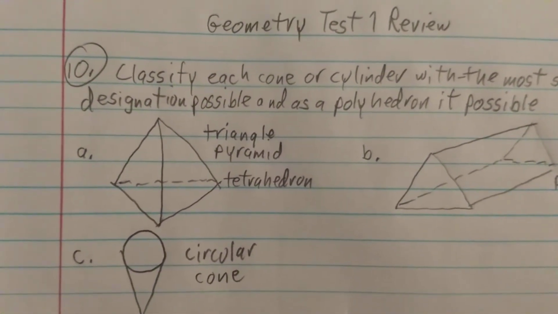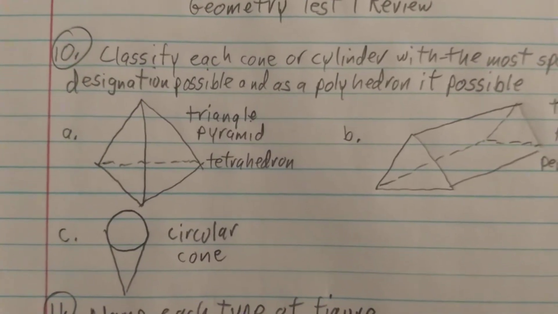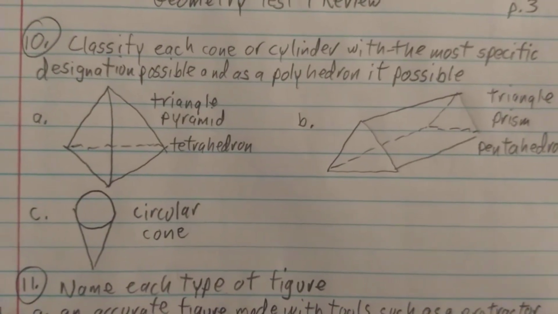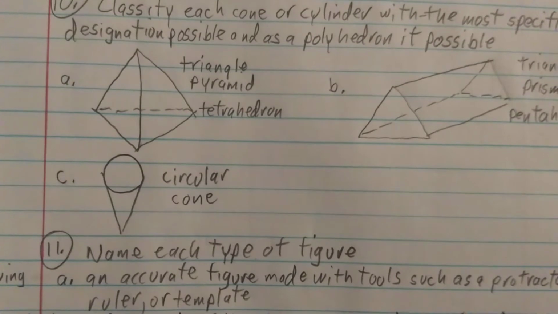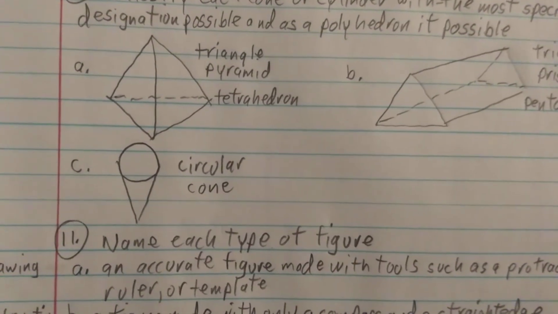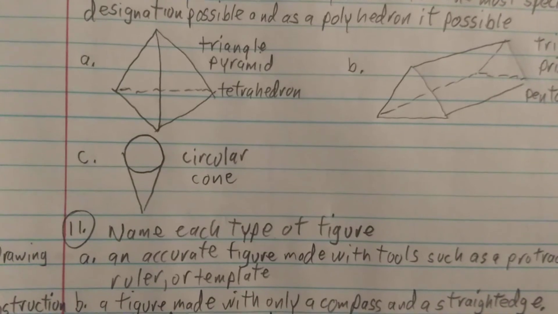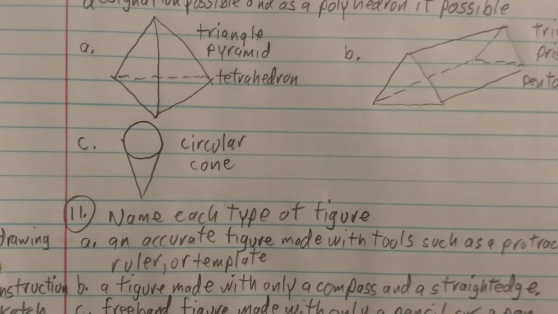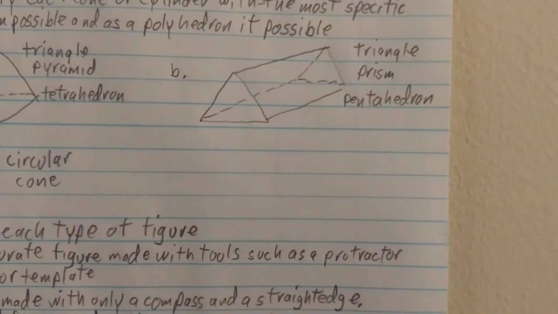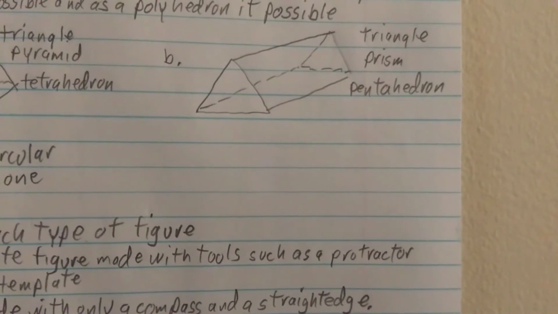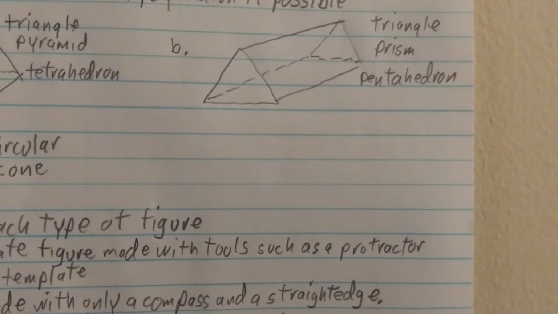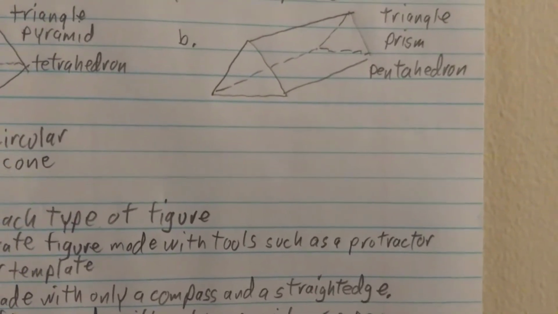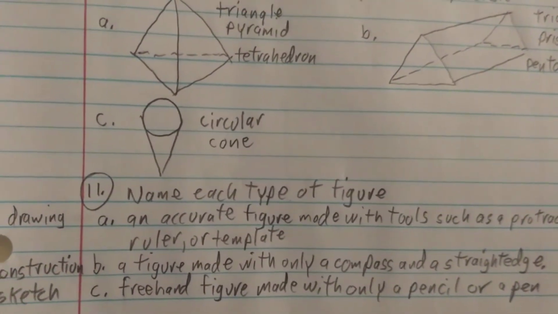So here we pick up on problem 10, and it says, classify each cone or cylinder with the most specific designation possible and as a polyhedron if possible. So for part A, we can see we have a triangle base with 3 sides, so that's a triangle pyramid. And with 4 sides, there are the 3 sides in the base. It's a tetrahedron. For part B, we have a triangle front and back, which makes it a prism. So there's 3 sides, and front and back makes 5 sides altogether. So that's a pentahedron. And for part C, we have a circular cone.